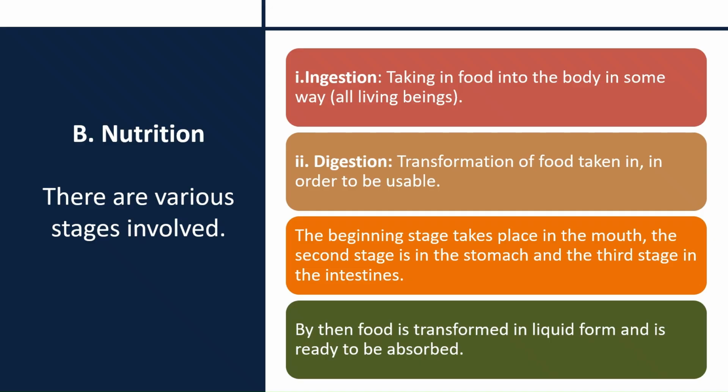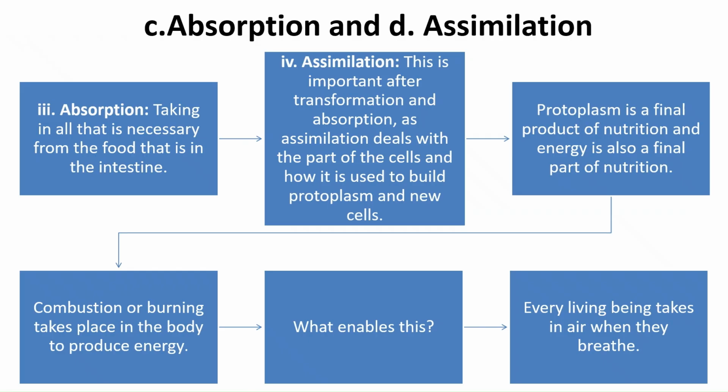B. Nutrition. There are various stages involved, that is ingestion, that is taking enough food into the body in some way. This is done by all living beings. Second is digestion, that is transformation of food taken in order to be usable. The beginning stage takes place in the mouth, the second stage is in the stomach, and the third stage is in the intestines. By then, food is transformed in liquid form and is ready to be absorbed.